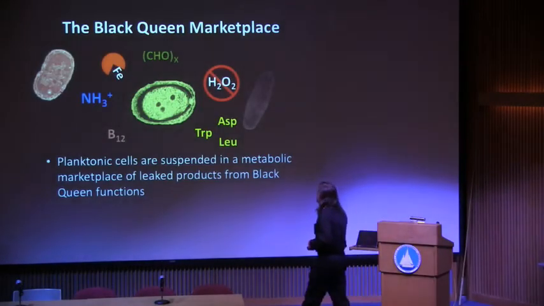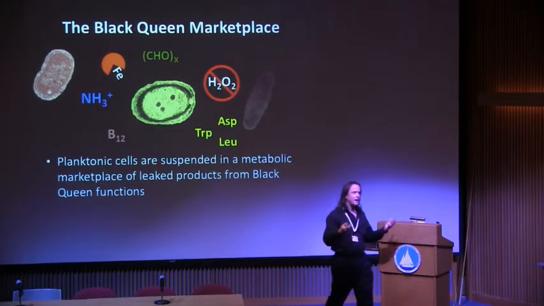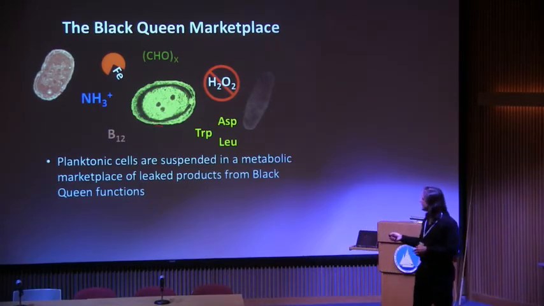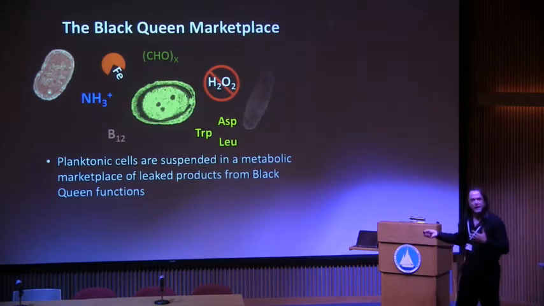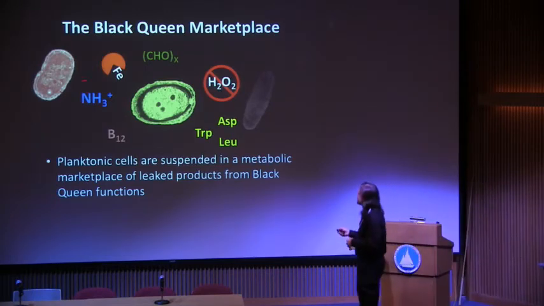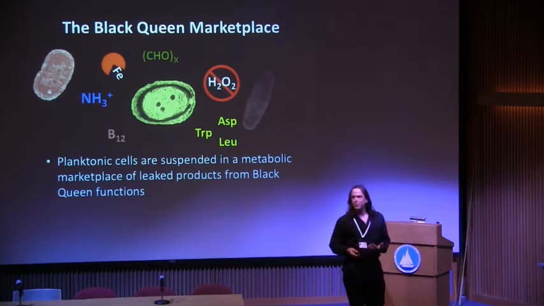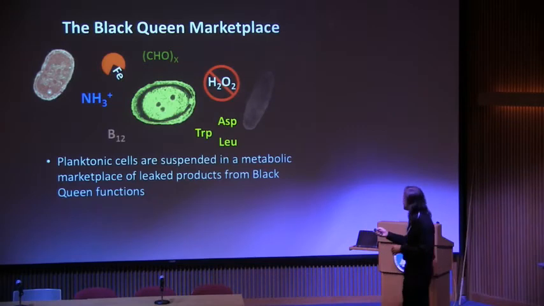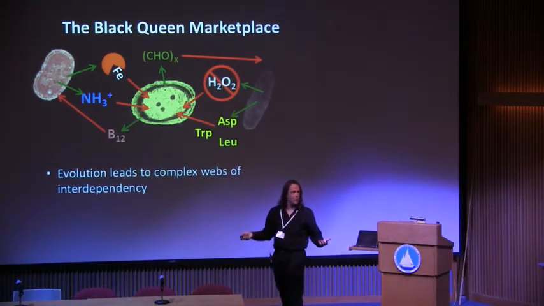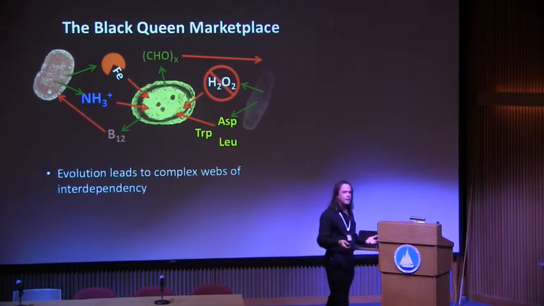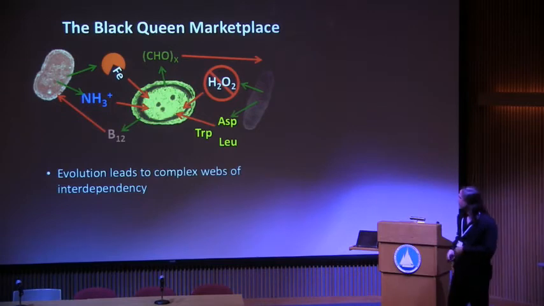Okay. So when you're thinking about the plankton, all these different organisms are performing various leaky functions. The leaked stuff accumulates out in the extracellular medium, out in the water, where organisms can pick it up and use it, right? So you get what we have started calling a Black Queen marketplace full of all these different things. And it leads to this complex web of interdependency. Everything probably makes some things and exploits some things from the environment.